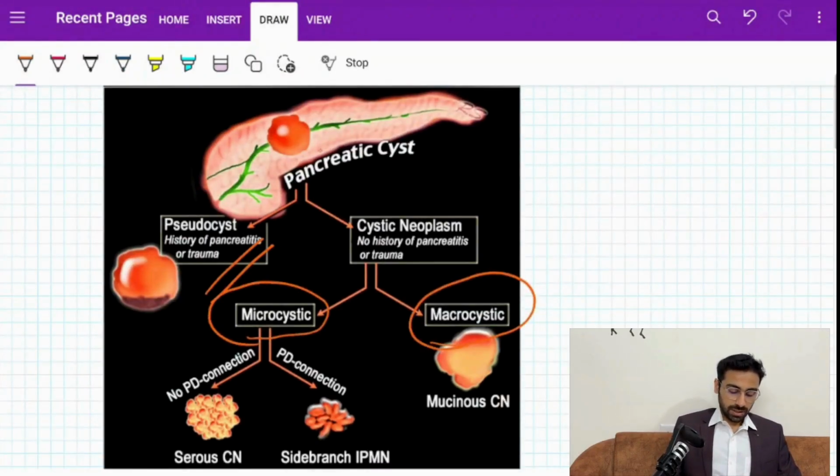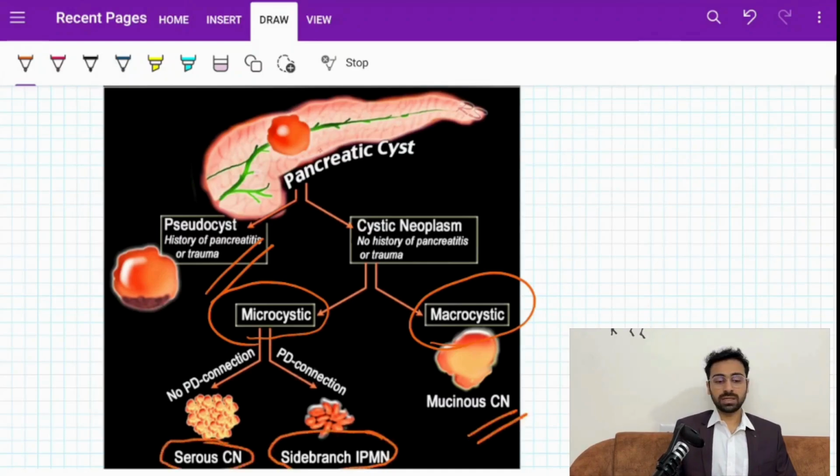In macrocystic, it is usually a mucinous cystic neoplasm. In microcystic, we again divide them into two based on main pancreatic duct communication, which I already mentioned that MRCP is the investigation of choice to identify this. So if there is communication, it is a side branch IPMN. However, if there is no pancreatic duct communication, it is likely a serous cystic neoplasm.